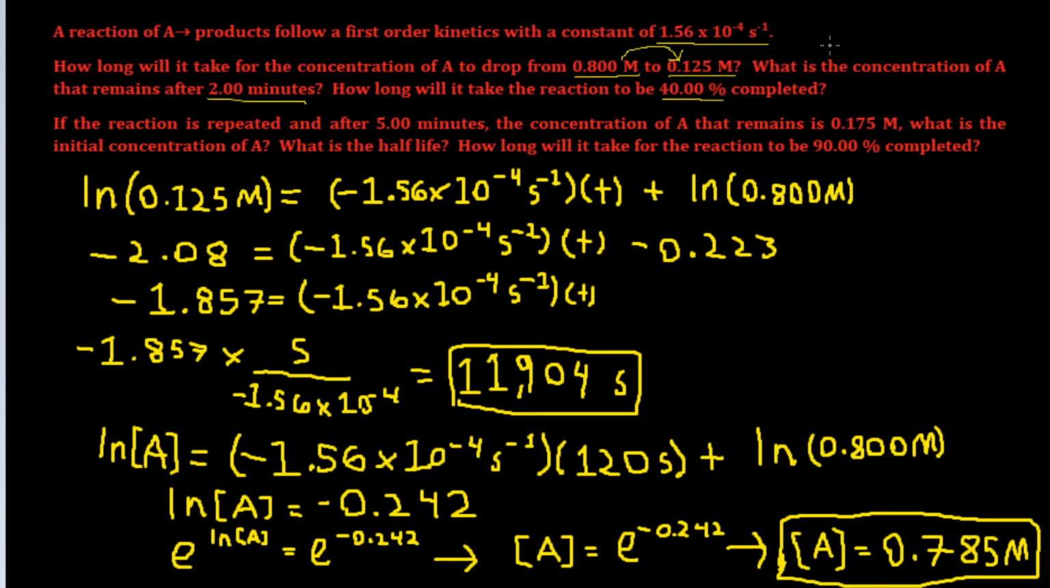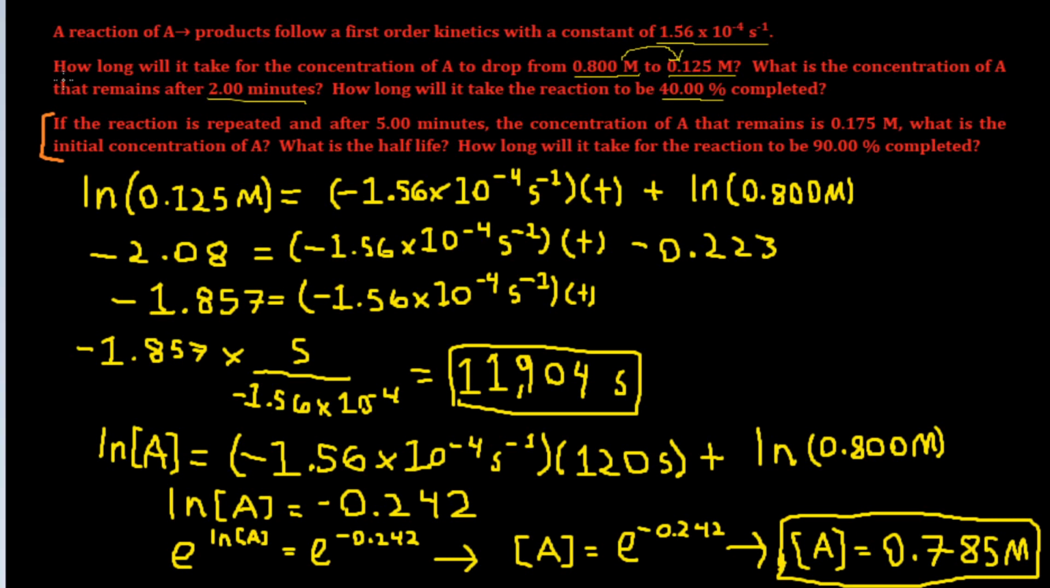So now let's do this problem. A reaction of A to products follows first order kinetics with a constant of 1.56 times 10 to the negative 4 seconds to the negative 1. How long will it take for the concentration of A to drop from 0.8 molarity to 0.125 molarity? What is the concentration of A that remains after 2 minutes? How long will it take the reaction to be 40% completed? We're going to leave out this part right here because I think after I'm done explaining these, you guys should work on these on your own.